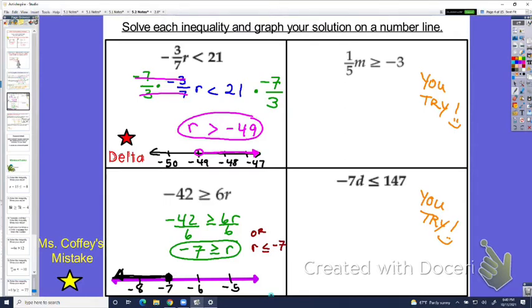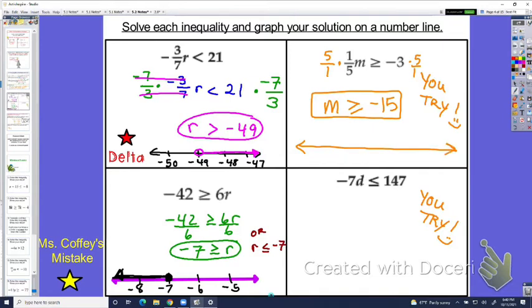(1/5)m is greater than or equal to -3. So we should know by the last chapter that to get rid of that 1/5, you multiply by the reciprocal, or just 5, or 5/1. So you get m is greater than or equal to -15. Our sign did not flip because we multiplied both sides by a +5. So even though our answer became negative, we didn't multiply by a negative number.